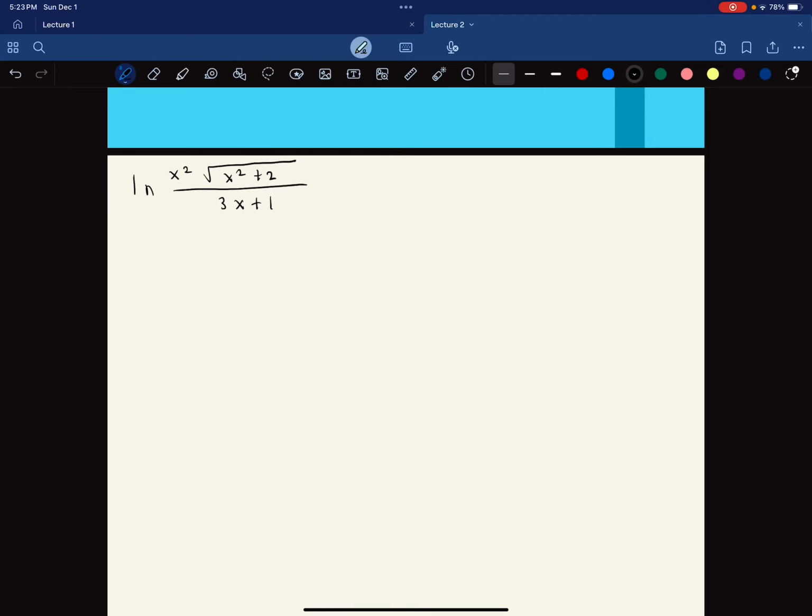Hello everyone, this is lecture 2 where we're going to be talking about logarithms. So again, still kind of review. But anyways, for this first question, we want to just expand this expression.